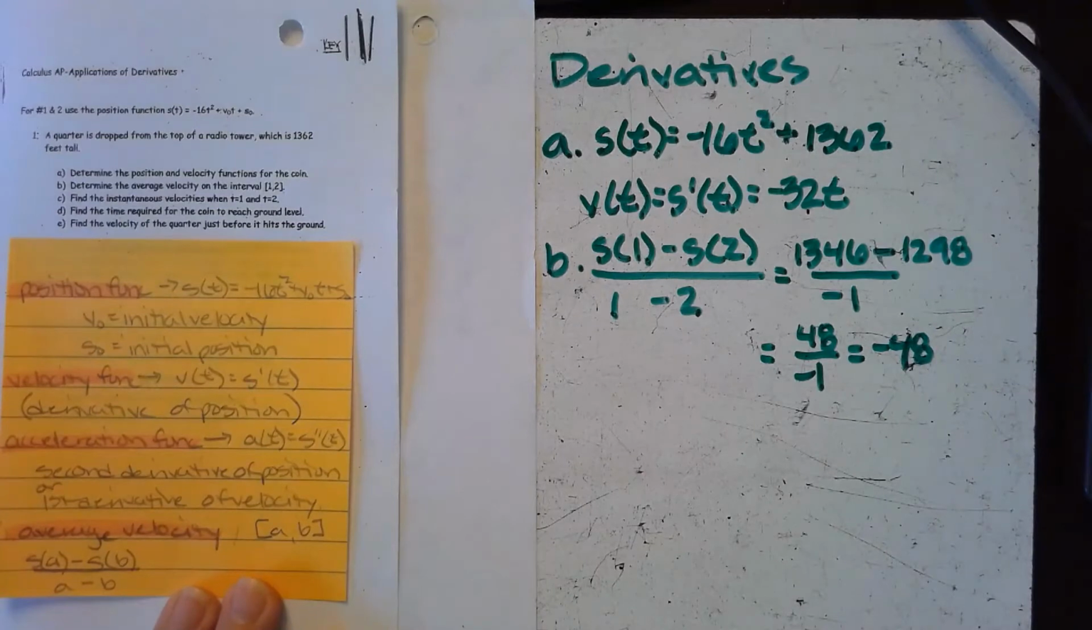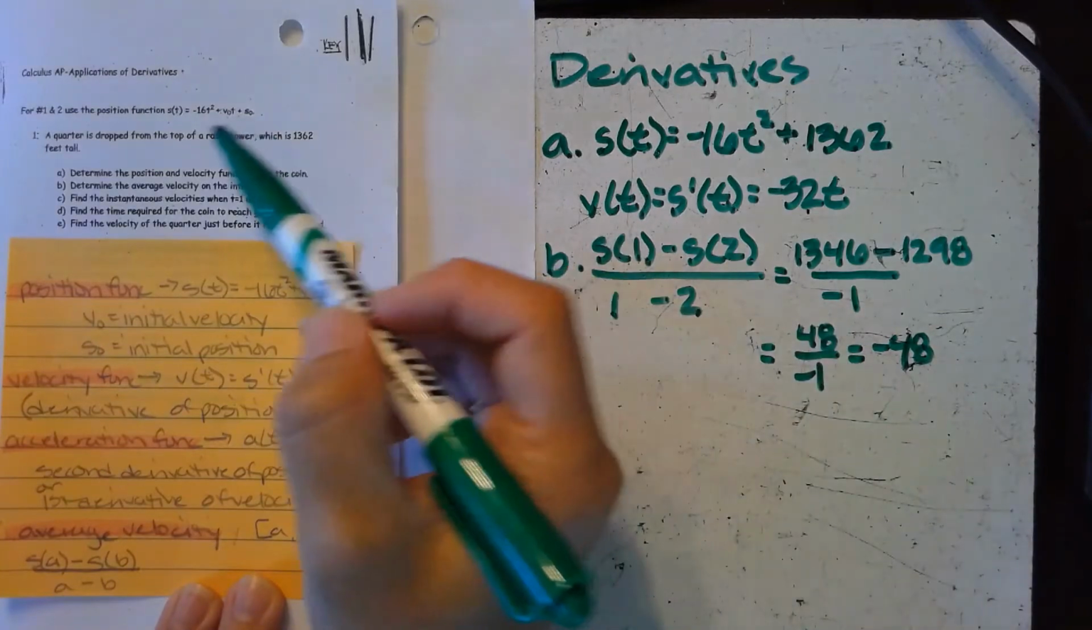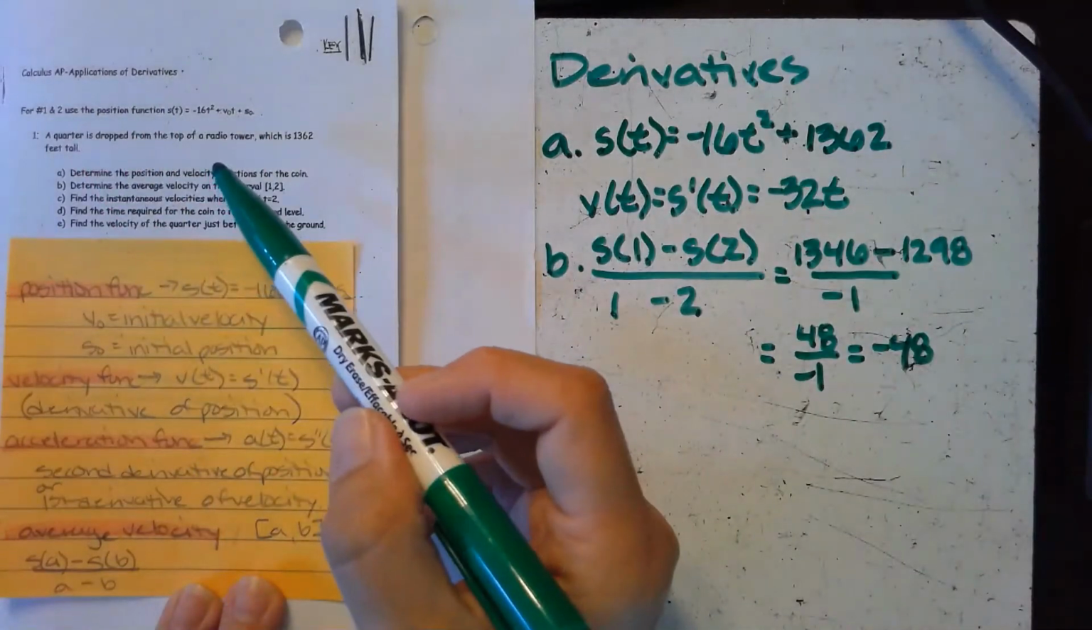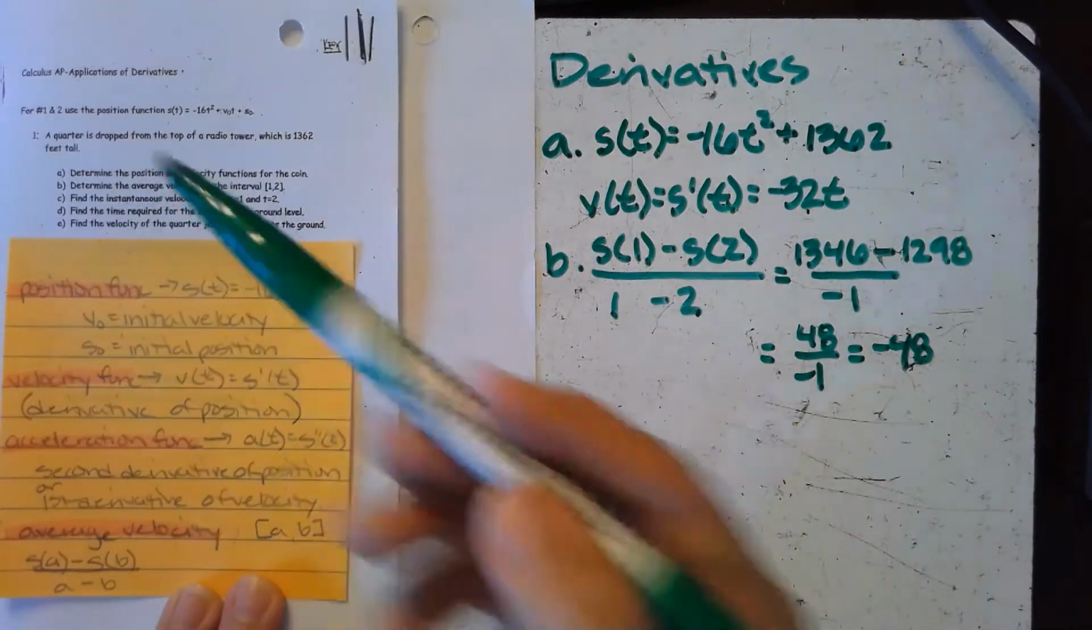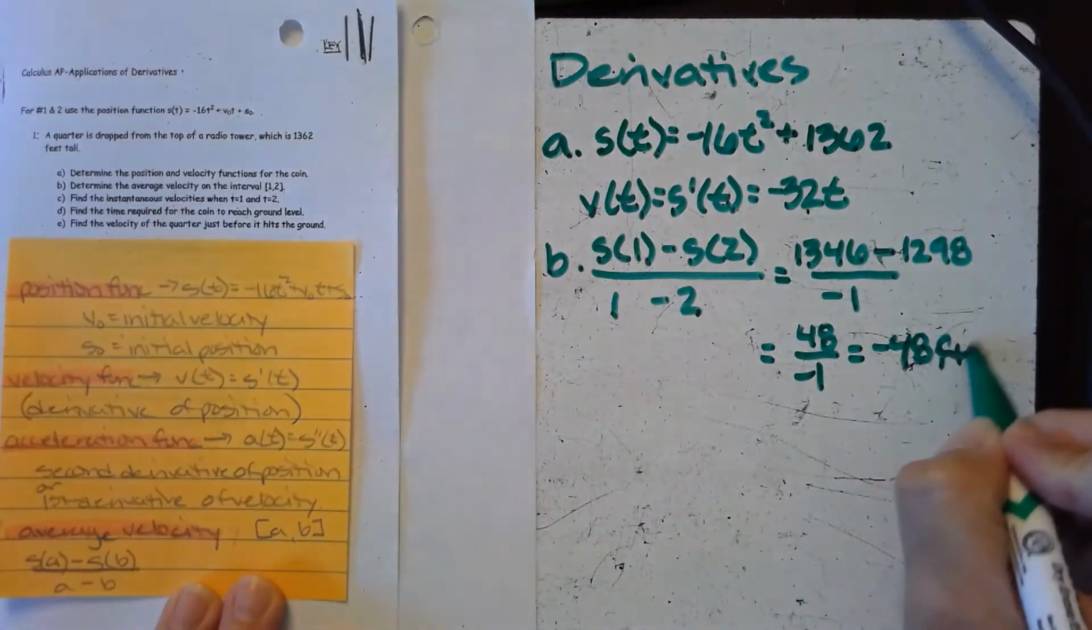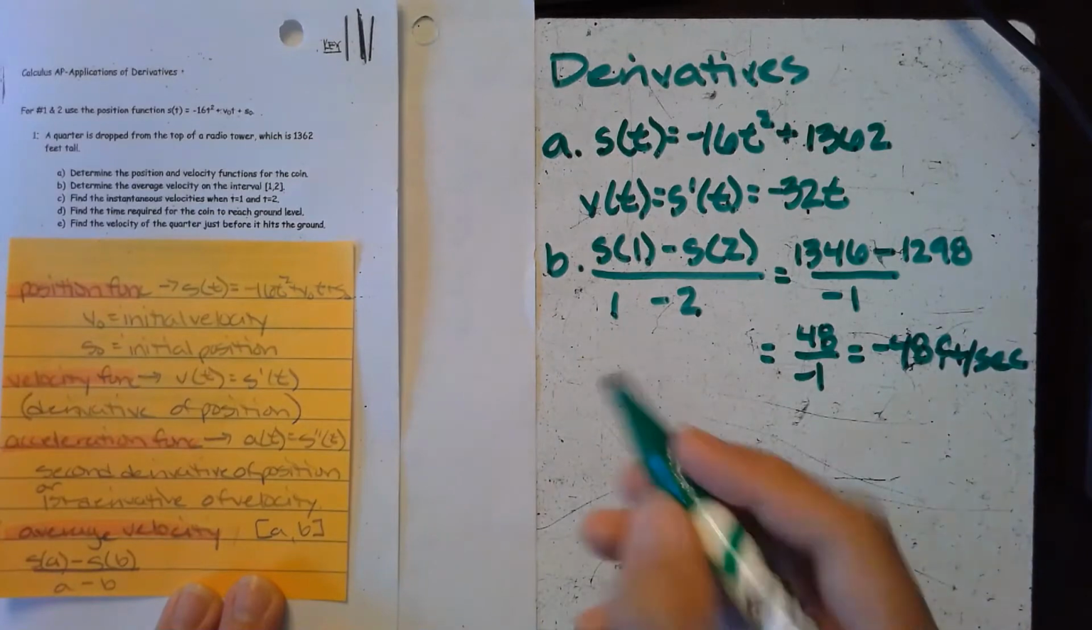Now if we're putting units on this, think about it: this is in feet, and we'll just assume the time is in seconds. So this is feet per second.